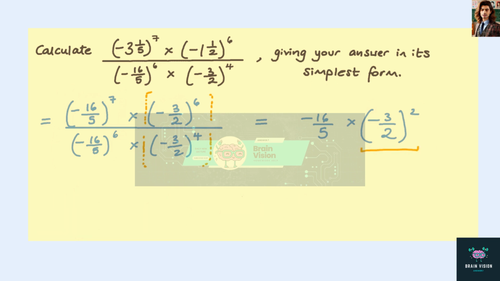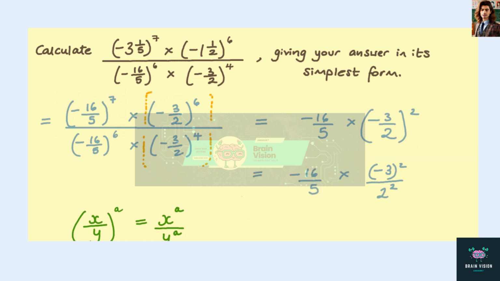If we look at -3 over 2 squared, this is equivalent to -3 squared on the numerator and 2 squared on the denominator. This is because we can apply the exponent law x over y to the power of a equals x to the power of a over y to the power of a. So let's simplify what we can in our calculation. -3 squared is 9 and 2 squared is 4.